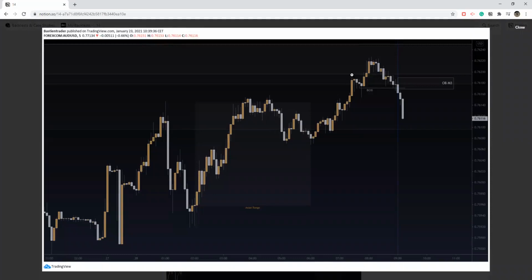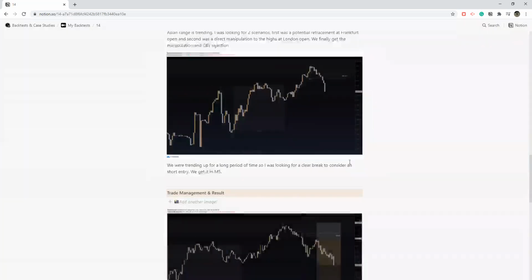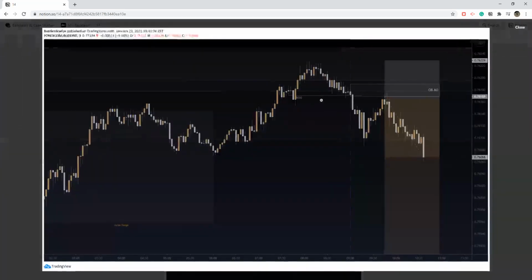So here is your push and pullback, a strong push into the highs and a really nice break of the most recent structure. And you identified this to be the OB because this was the OB that the market clearly exited from, where the market really started to pump. So let's see.